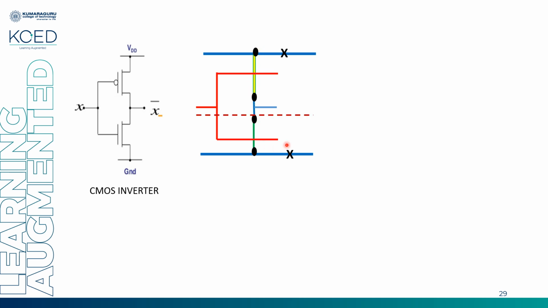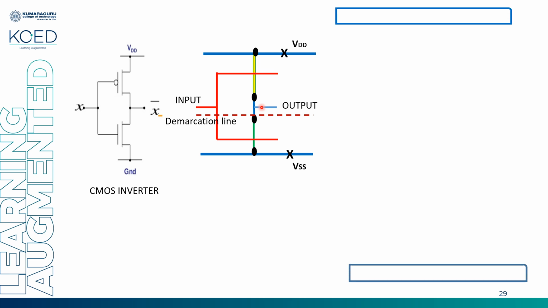Demarcation line must be drawn at the beginning. So there is a mistake here. And input, your output, VDD, VSS or ground, demarcation line. So this is my stick diagram. And now I'm going to draw the layout.